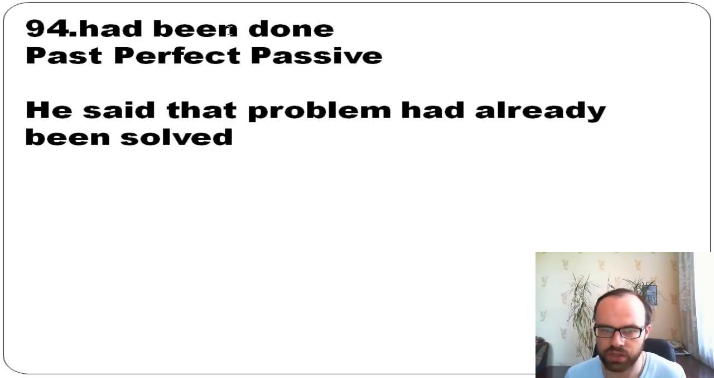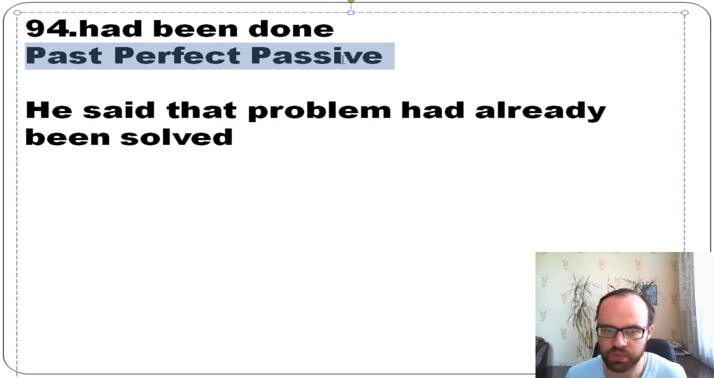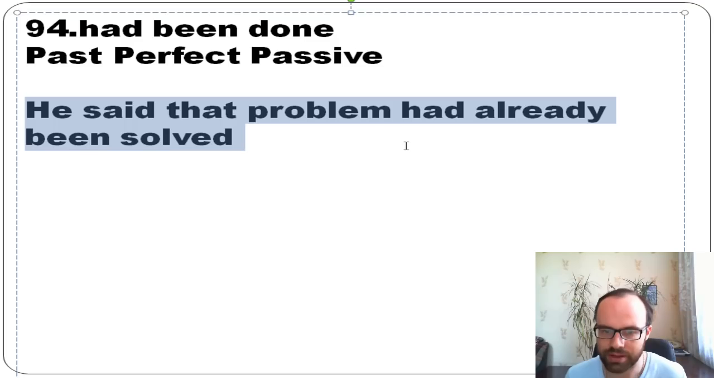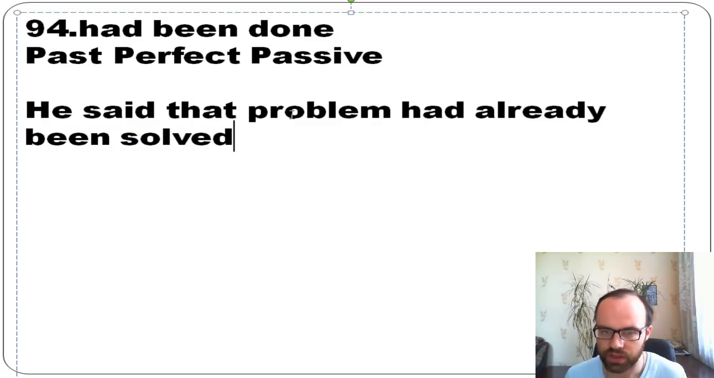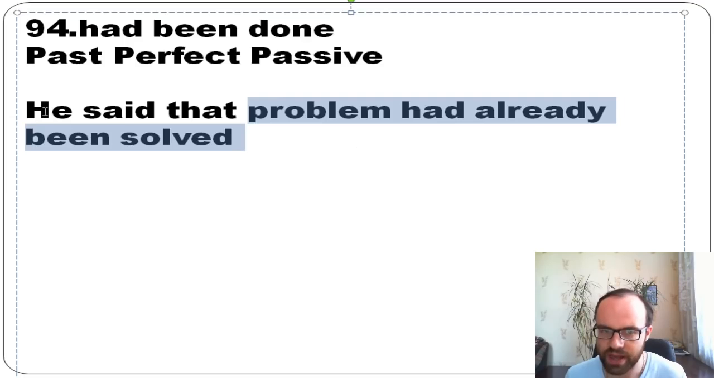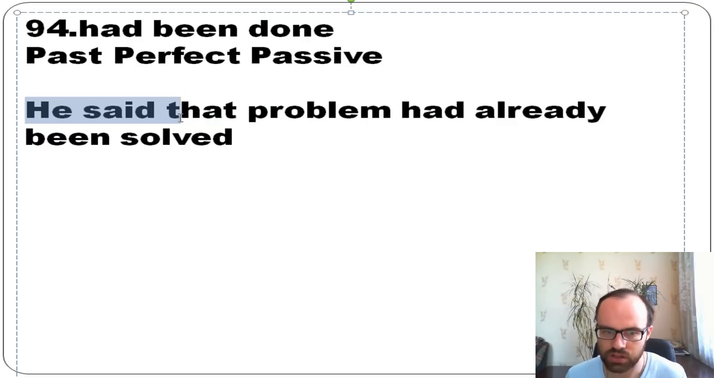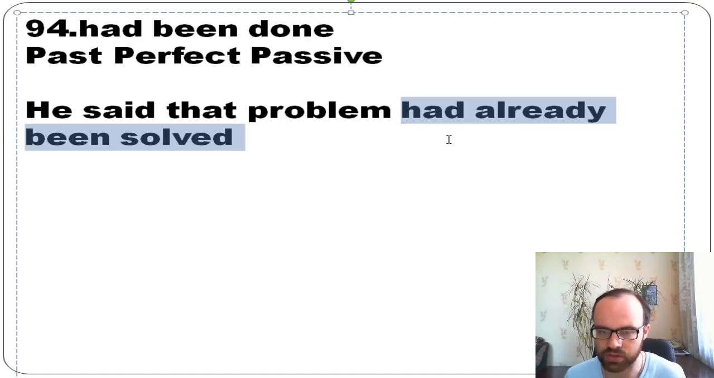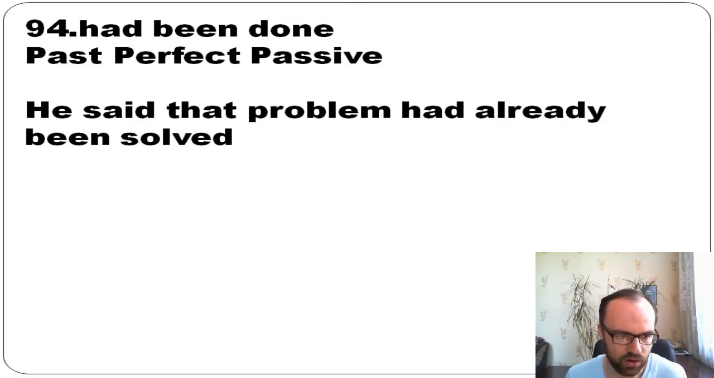What about had been done? It's passive voice, but it's past perfect passive. This action happened before another action. You remember? I hope so. He said that the problem had already been solved. So first, someone solved the problem, and then he said it. So there are two actions. We see the past in the first clause, and we see the past in the second clause. But the second action happened earlier. Okay, very good. Let's go on.